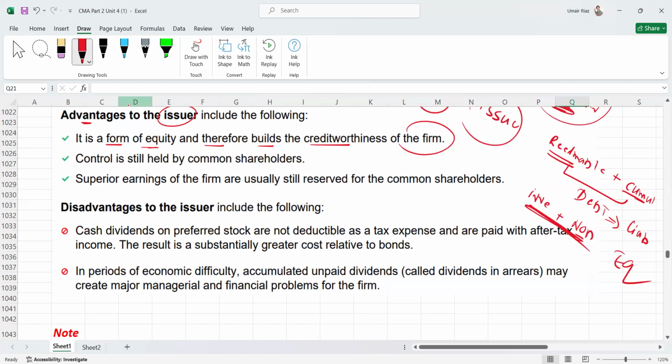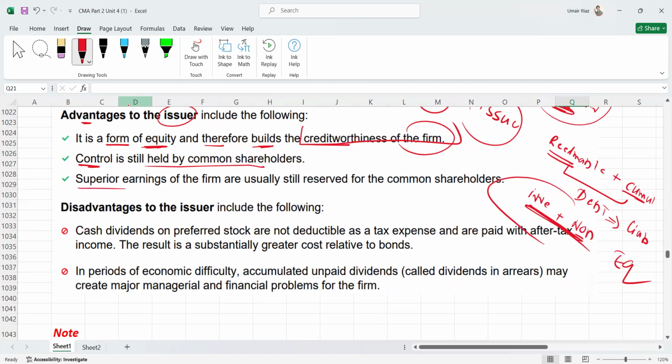So here, what is the first advantage? It is a form of equity. If preferred stocks are irredeemable and non-cumulative, then it is a form of equity, therefore it builds the creditworthiness of the firm. Second, control is still held by common shareholders, because even if you are issuing preferred stocks blindly, they have no voting rights, so you will never lose control. Then what?